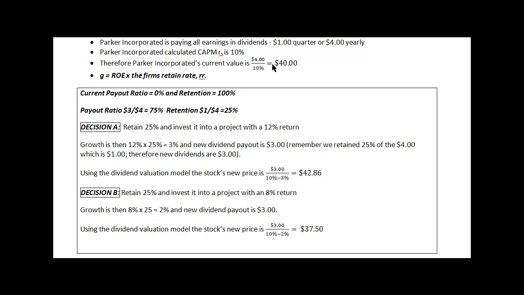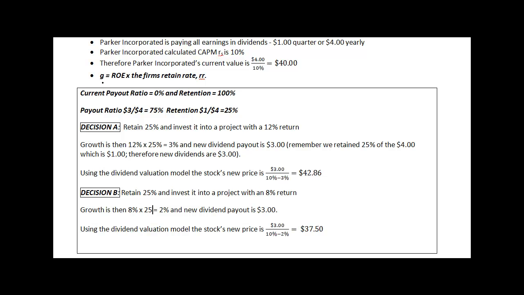Or you can look at it this way. How much would you purchase this asset for if you require $4 each year or at least a 10% return? Well, it'd be $40 because $4 represents a 10% return on a $40 investment. Now, let's say this was a preferred stock or a zero growth stock, and let's say now that the firm is going to try to retain some to grow it.